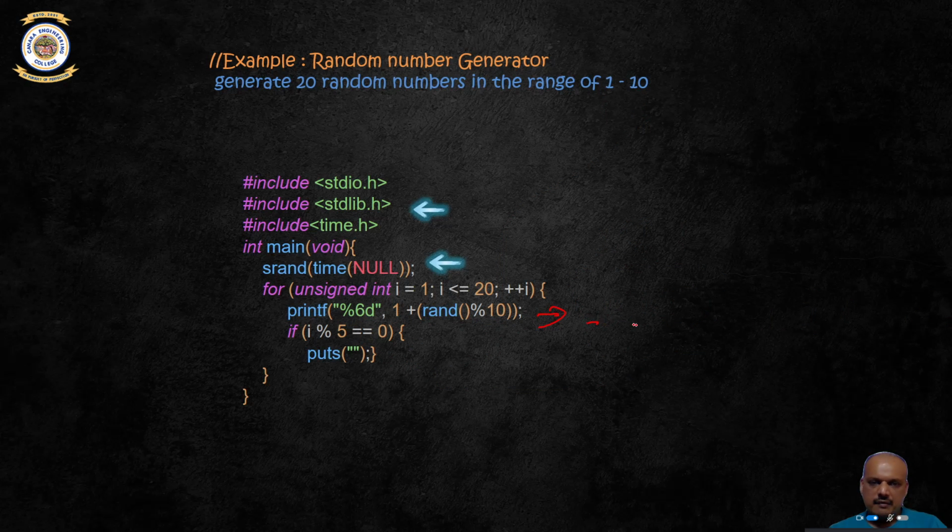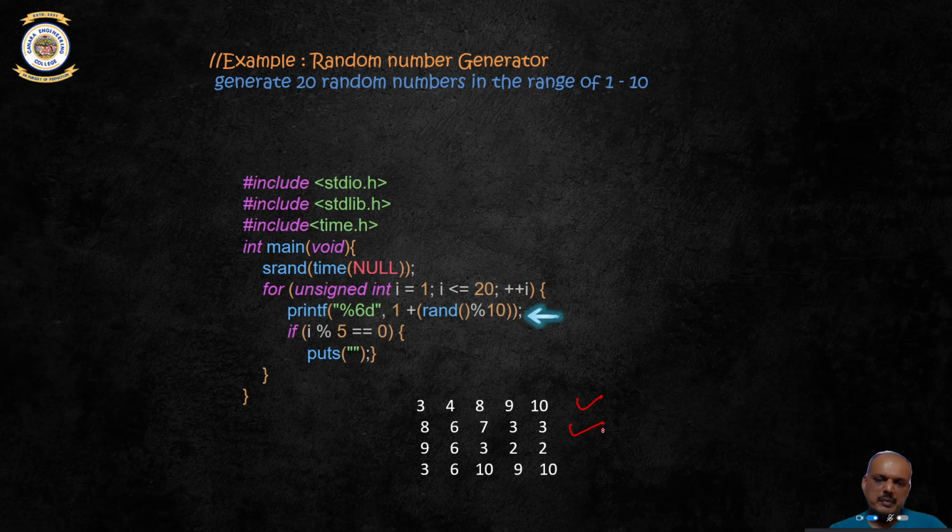After printing out a set of 5 numbers, you want the next set to be printed on the next line. So I check whether i modulo 5 is equal to 0. If it is 0, then print it out on the next line. You could use a puts, or you can use a printf with \n. Both are fine. So that's what the code does, and at the end of the program, this is the output that you get.